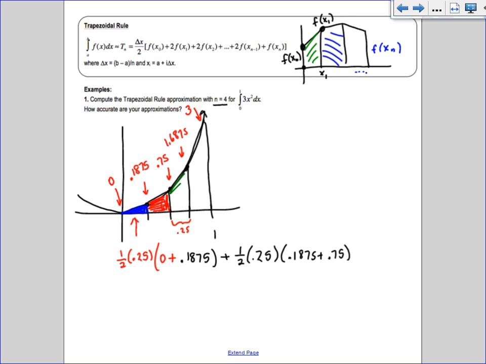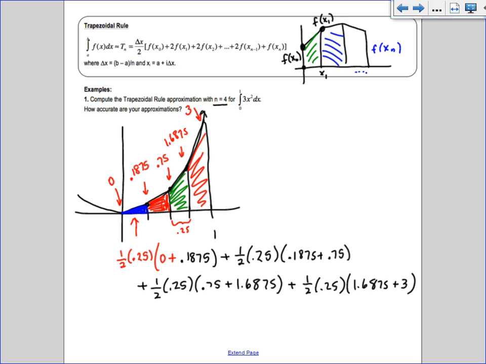Now I'm ready for the next one. Right? It's going to still have the 1/2, and the height is still 0.25. And it's going to use the 0.75 plus the 1.6875. Okay, and then the last one is here, and it's going to use the 1/2 times 0.25, and then it's going to use 1.6875 plus 3.